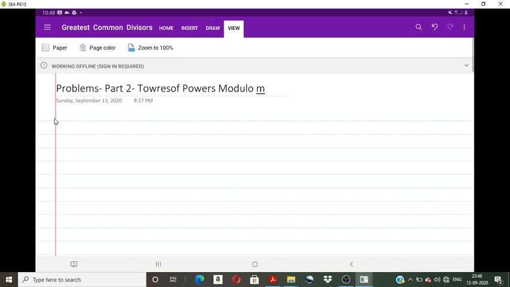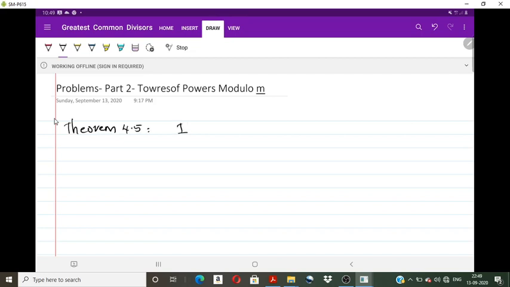So first of all, we start with the theorem. If a is congruent to b mod m, then a raised to n is congruent to b raised to n modulo m for any positive integer n.